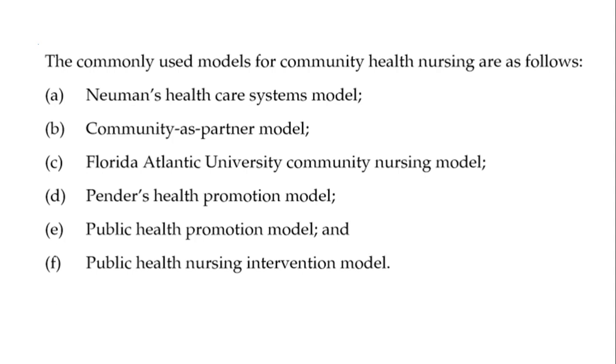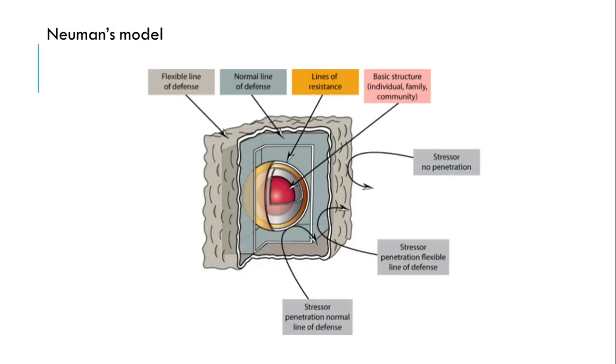So these are the commonly used models for community health nursing. So these are Newman's healthcare system model, community as partner model, Florida Atlantic University community nursing model, Pender's health promotion model, public health promotion model, and public health nursing intervention model. So we will discuss one by one. First, Newman's model.